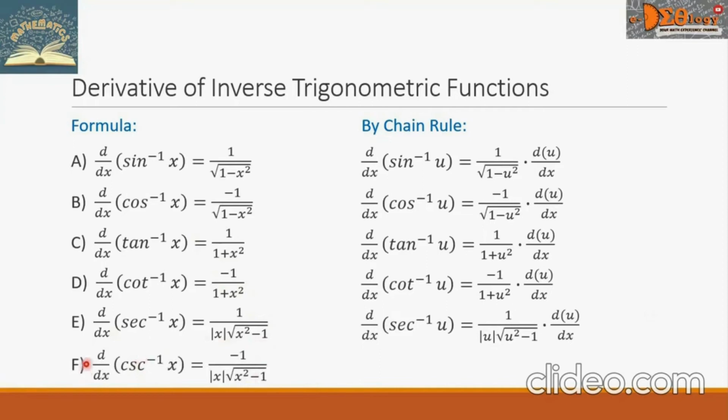Sixth formula, the derivative of cosecant inverse of x. This is equal to negative 1 all over the absolute value of x times the square root of the quantity x squared minus 1. By chain rule, the formula becomes like this. In here, take note of the similarity of the formula of derivatives for secant inverse and cosecant inverse. The only difference is the negative sign for the cosecant inverse formula.